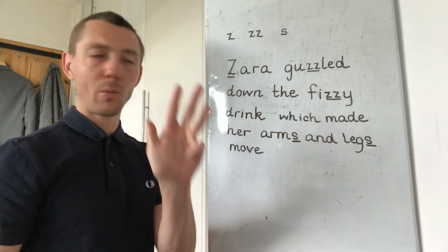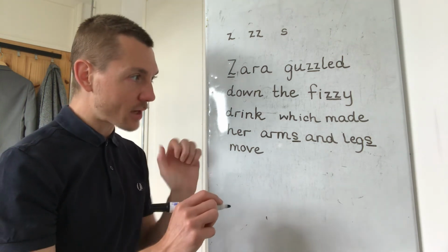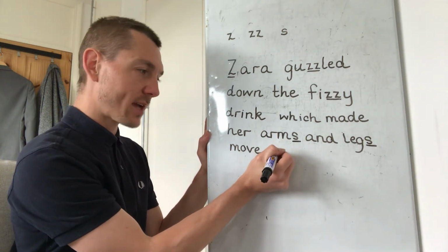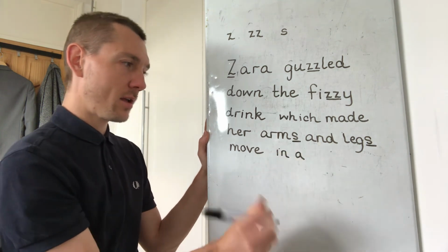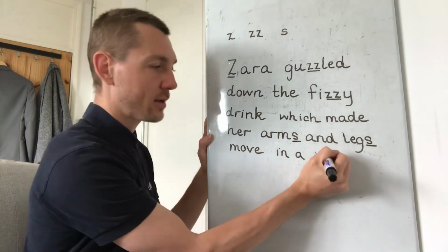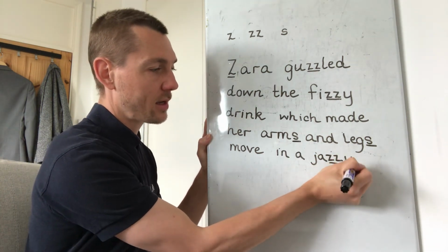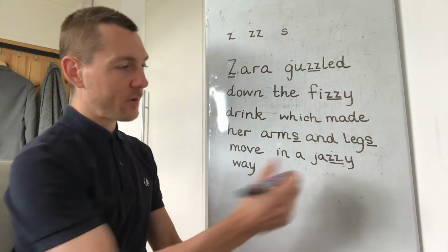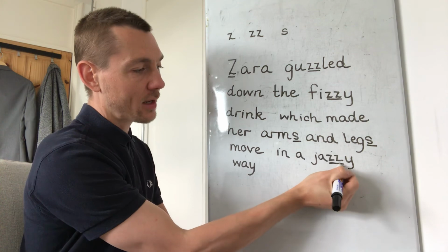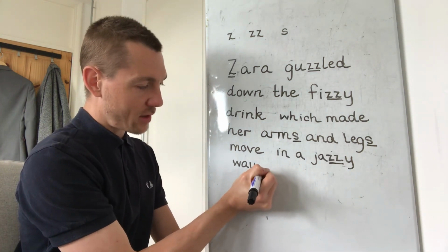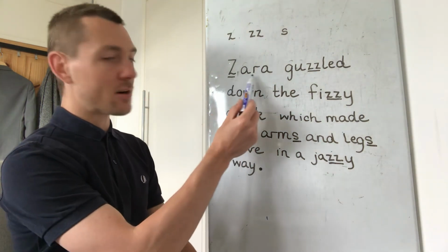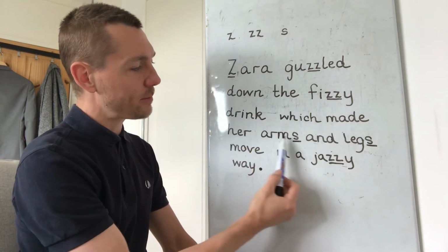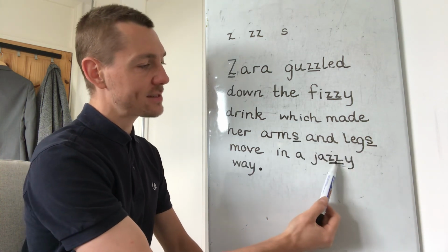How? In a jazzy way. Made her dance. So, in a jazzy way. Give it a go, and then we'll come back together. Okay. And we say in, i, n, a, jazzy, j, a, z, e, jazzy way, w, a, way. And we've got the double Z spelling of z again in jazzy. And just to finish off, our stop mark goes in. Zara guzzled down the fizzy drink, which made her arms and legs move in a jazzy way.